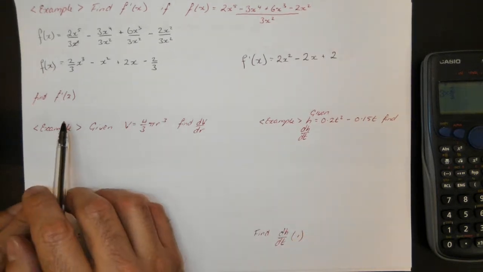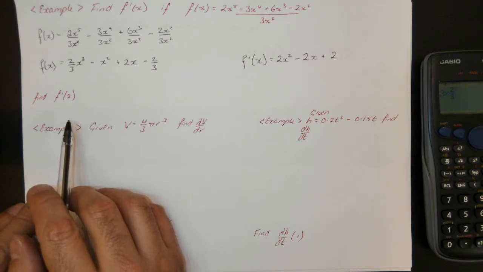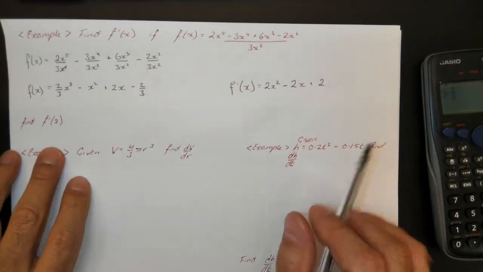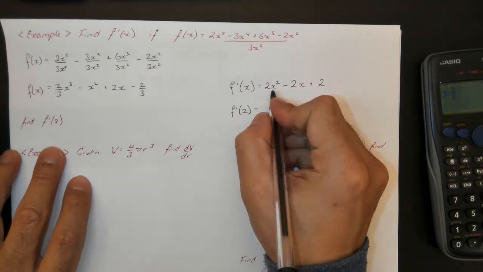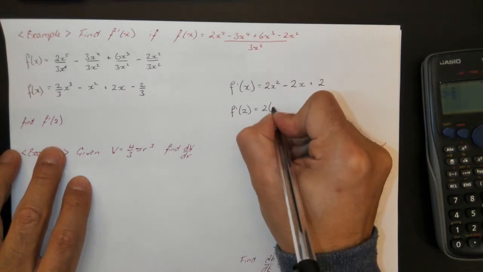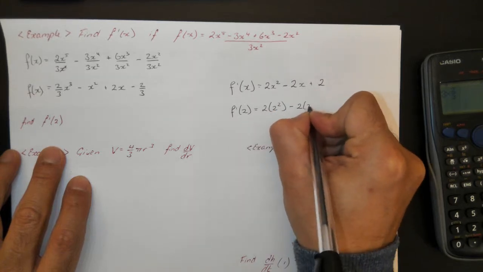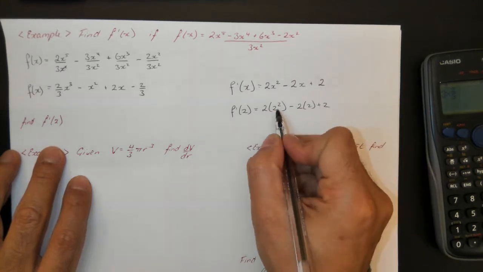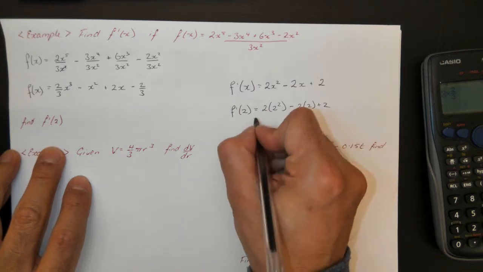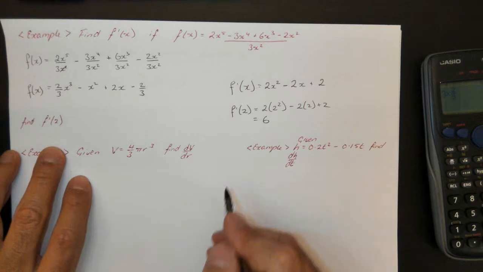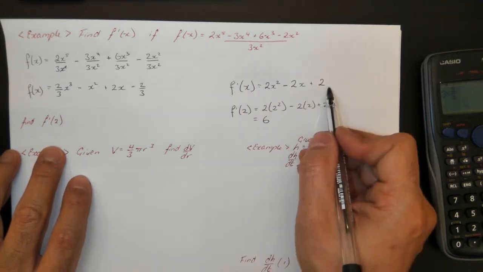Okay. If we want to find f dash of 2 for this problem, what we're going to do is substitute 2 every time we see x. So that's 2 lots of 2 squared minus 2 lots of 2 plus 2. So that's 4 times 2 is 8, minus 4 is 4, plus 2 is 6. So we're just substituting 2 every time we see x in the derivative function.